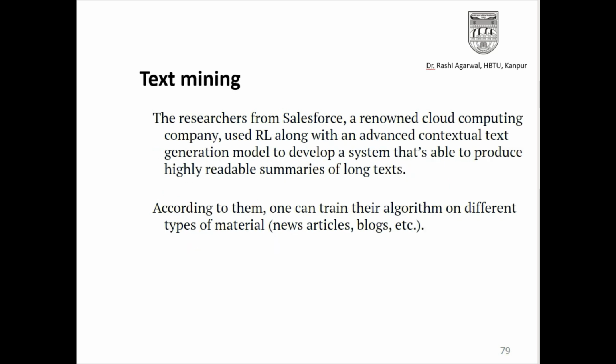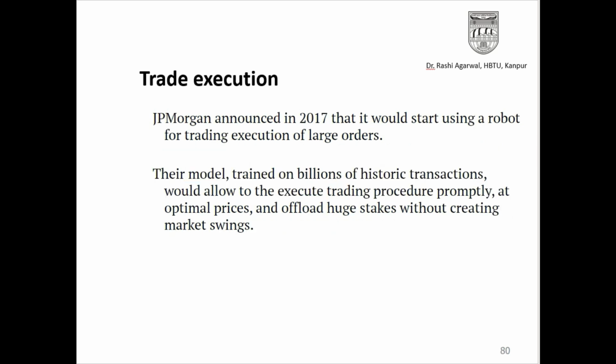Text mining, so all of you must have heard about ChatGPT, which is basically able to write beautiful content for you. So it started with Salesforce, where this company was able to do text summarization. Lots and lots of applications like ChatGPT, Jarvis and all are available for text mining. Then trade execution. So JP Morgan has started using reinforcement learning to be able to understand when to offload huge stakes without creating market swings.